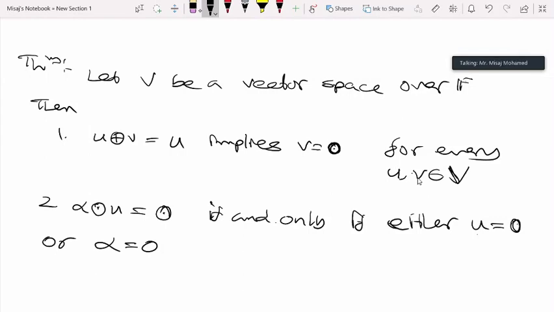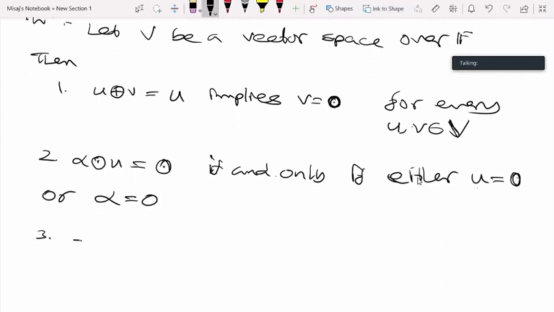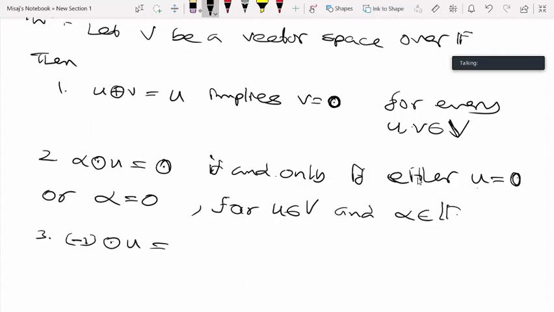Right. So the third part: minus 1 scalar product of u, where u is in V and alpha is in F, is equal to minus u, for every u in V.